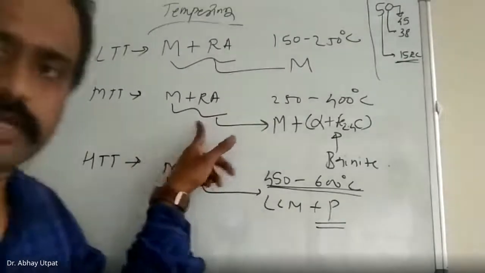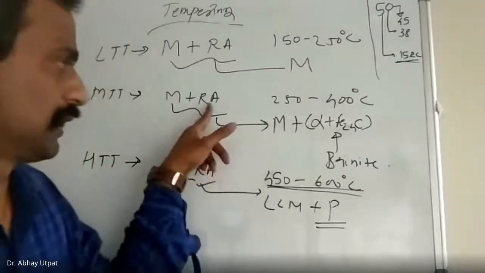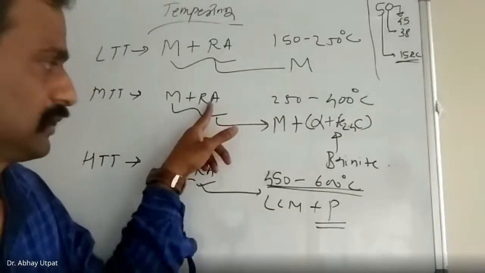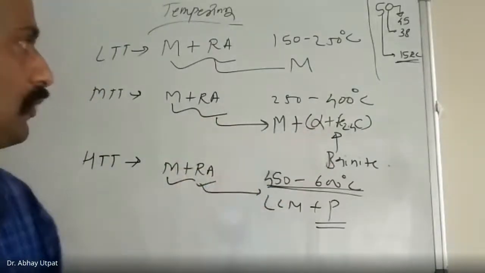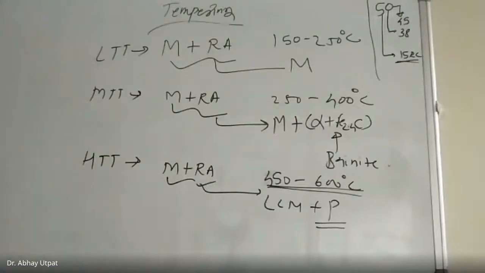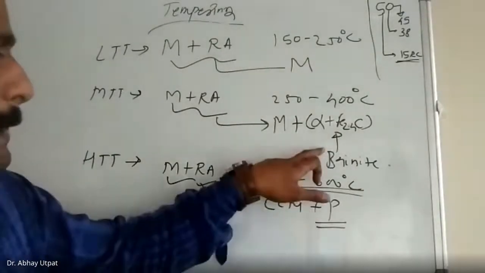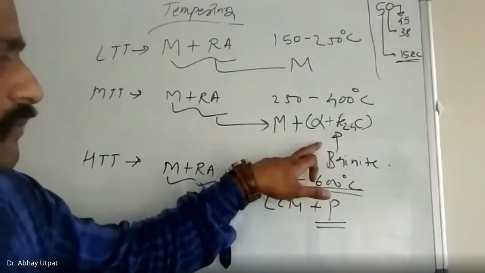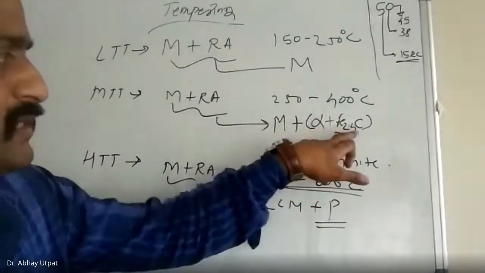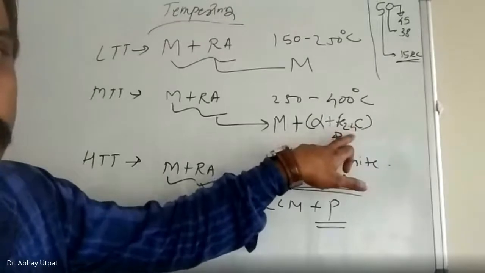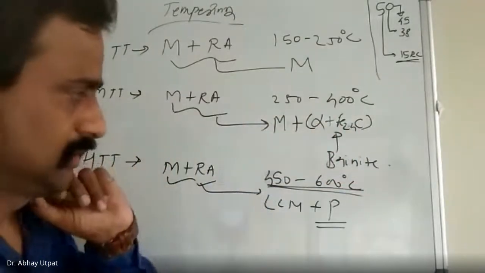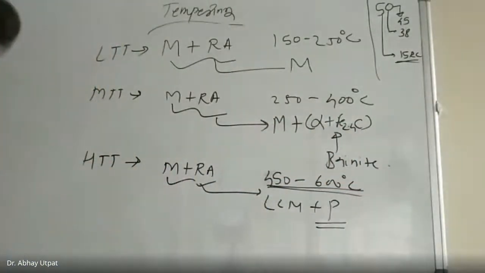Next line, star mark. Retained austenite is converted into alpha plus Fe2.4C, that is bainite.